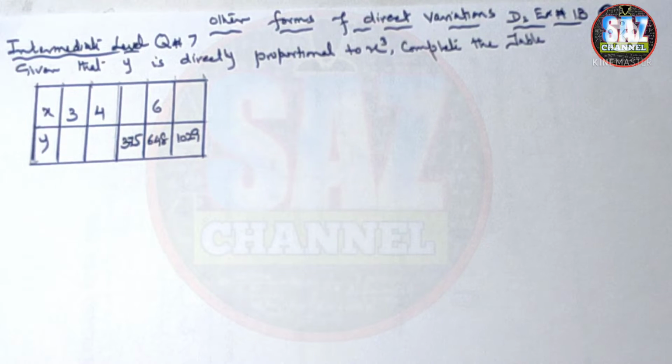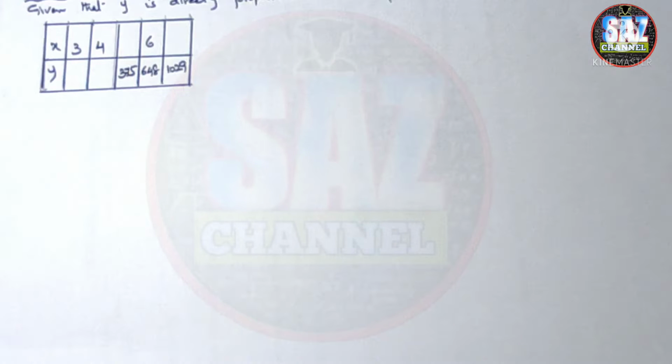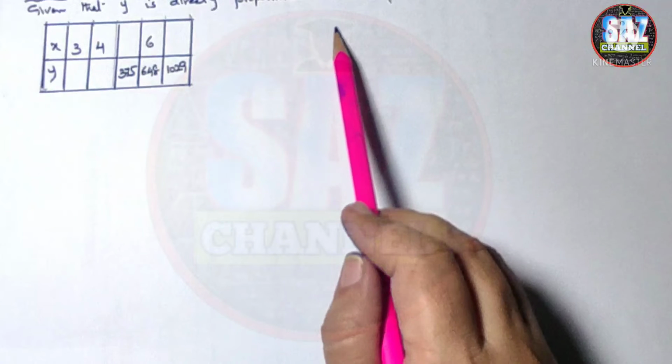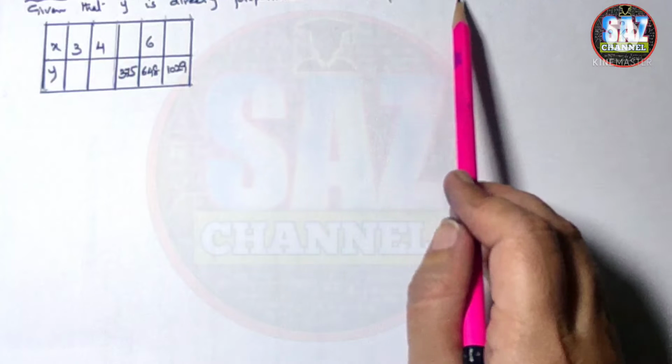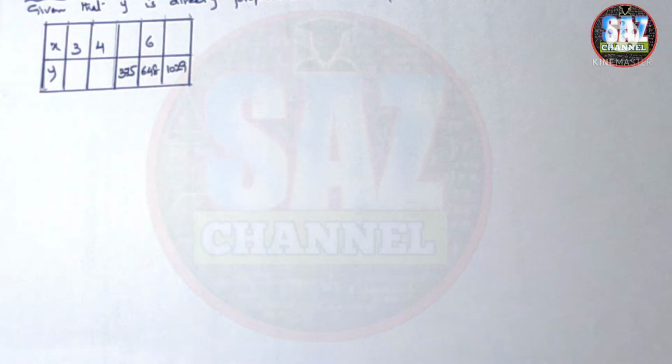This is my fifth lesson of D2 chapter number 1 exercise 1B, that is about the direct variations. Students, in this class we will be learning and discussing question number 7 and 8 of the exercise. Let's read question 7 first. Question 7 says that y is directly proportional to x cube, and we have to complete the table.